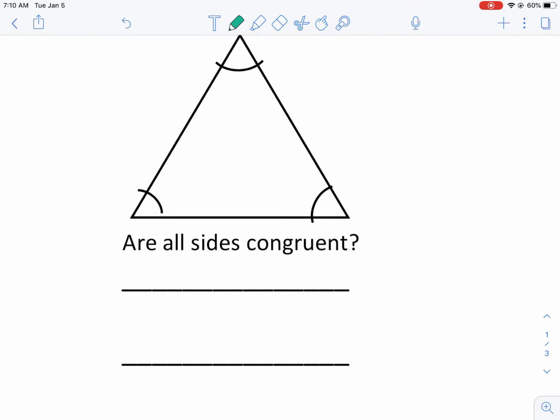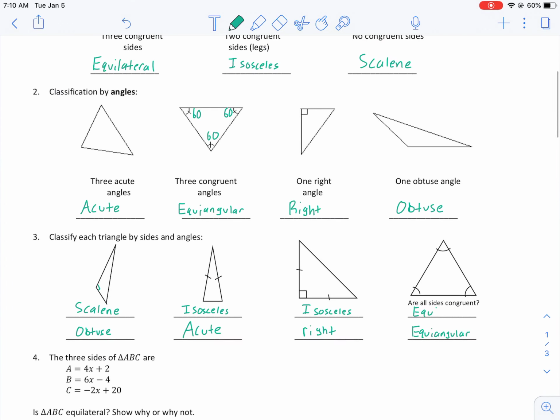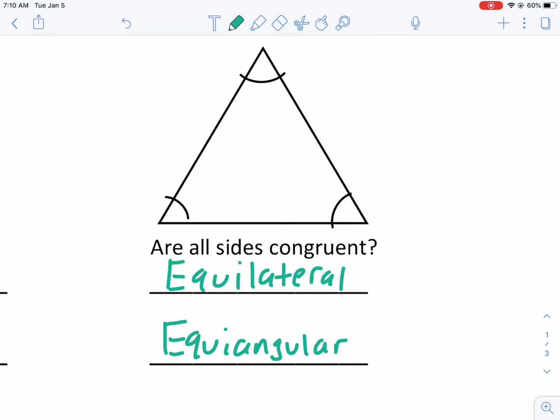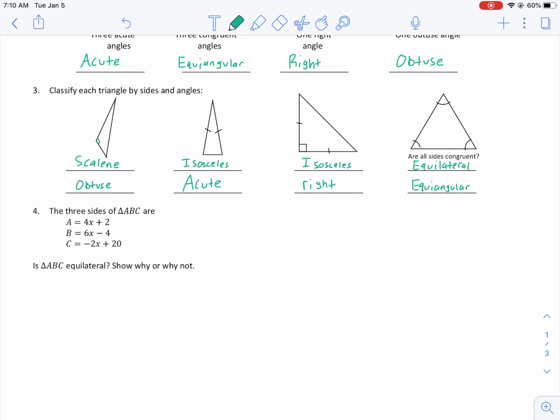For the last one, it's definitely equiangular. It says, are all sides congruent? Equiangular. Okay, I have no idea if that's spelled right. The answer is yes. So it is equilateral. I don't know if you're supposed to know that already. Now I'm questioning how to spell everything. Equilateral. It is equilateral, okay? If it's equiangular, it's equilateral. They're both the same. So the answer is yes.